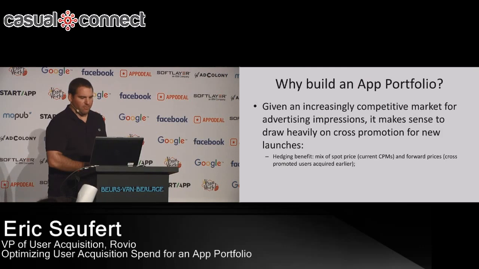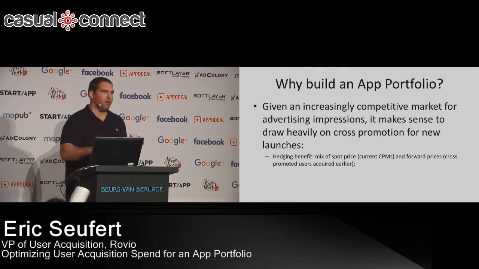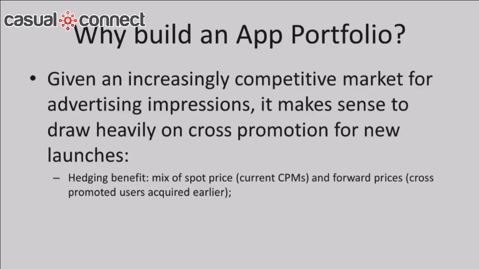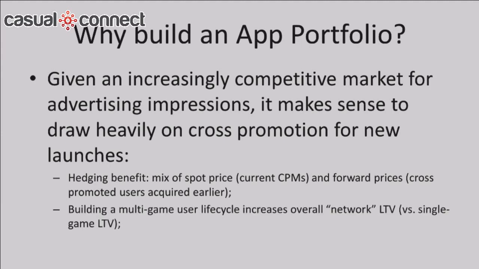So there's this hedging benefit. If I don't know what CPI prices are going to be in the future, I know that they fluctuate. I can say, look, I want to hedge against the cost of this launch or the cost of acquiring users. So I'm going to buy some now, keep them in my portfolio, and then buy a bunch on the spot market, or in real time in the future when I launch.